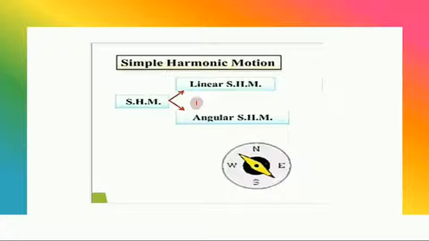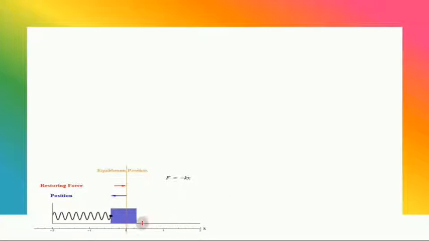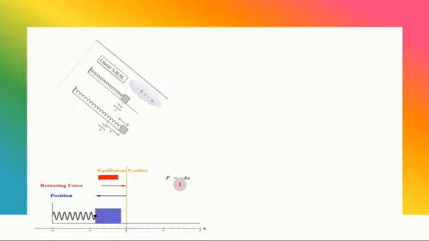Simple harmonic motion is of two types: linear simple harmonic motion and angular simple harmonic motion. Here we are going to discuss linear simple harmonic motion. So this is an example of linear simple harmonic motion. The mass attached to the spring is moving linearly about its mean position, which is the equilibrium position, and the force acting on it is minus kx.